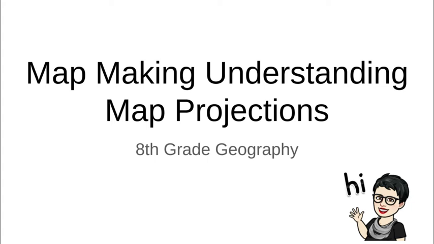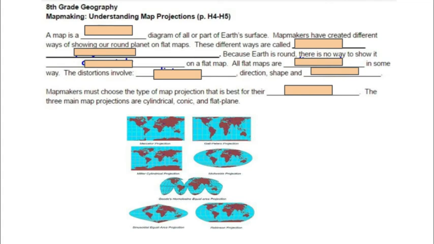So, as we go along, make sure you fill in the information that you need. We're going to talk a little bit about what a map projection is. And the big thing for you to realize is that a map is a flat diagram of all the Earth's surfaces. The Earth we know is round, but a map, for the most part, obviously, is a flat surface. So, map makers have created different ways of showing our rounded planet on these flat maps. And these different ways are called map projections.